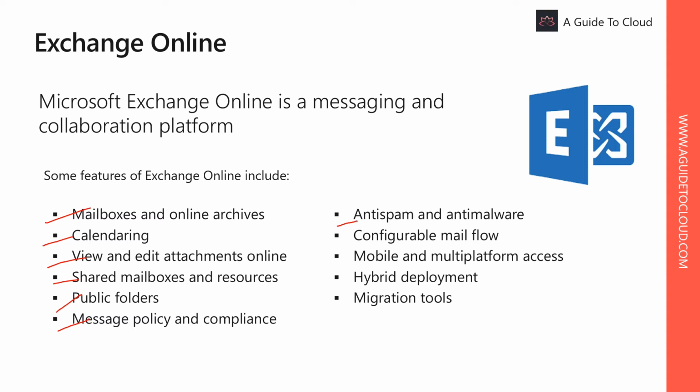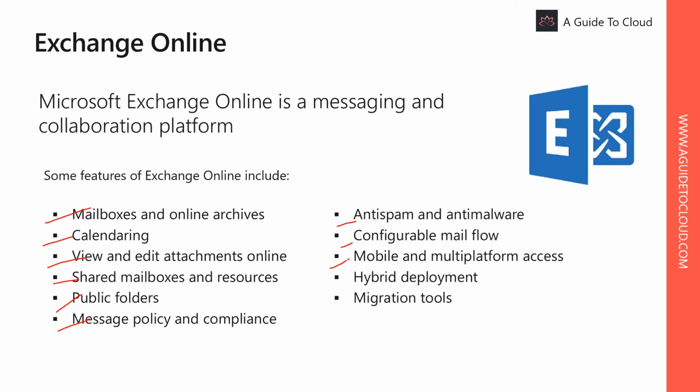Anti-spam and anti-malware. All Exchange Online subscriptions include Exchange Online Protection, which provides configurable anti-spam and anti-malware scanning. The next one is configurable mail flow. To support specialized mail flow scenarios, you can create send and receive connectors with varying settings. For example, you can create connectors that require additional security settings with a business partner.